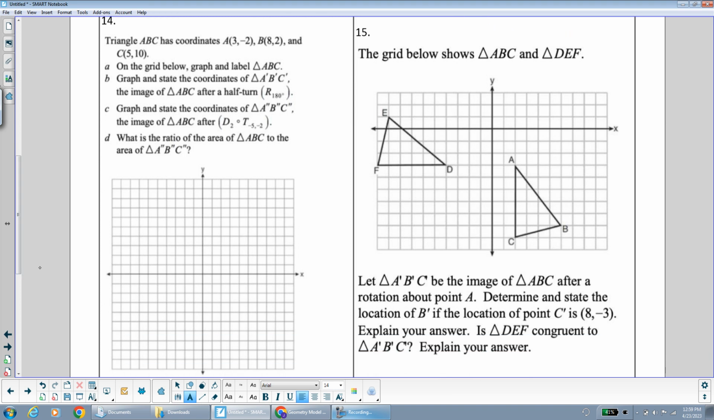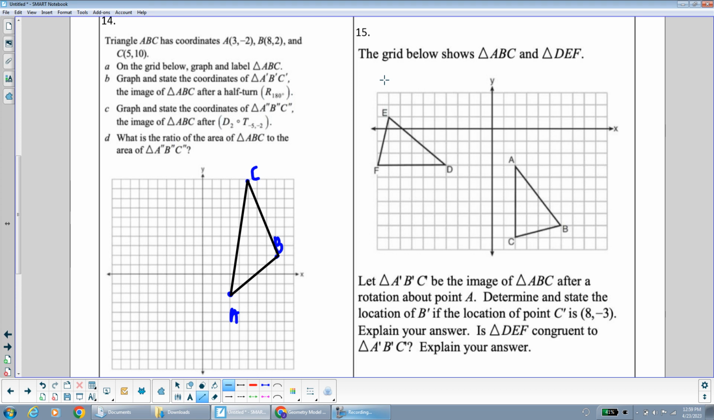Okay, next one. So 1, 2, 3, -2, that's point A. 8, 2, that's point B. And 1, 2, 3, 4, 5, 10, that's point C. So the first part of the question is to graph and label this triangle, which is now done, almost. Now it's done. The second part is to graph and state the coordinates after a rotation of 180 degrees.